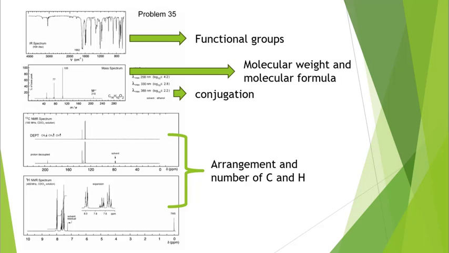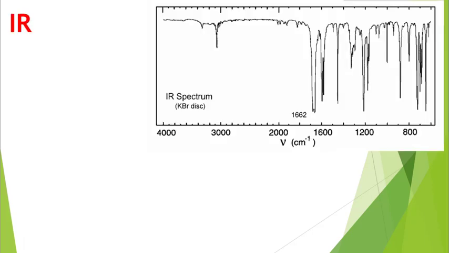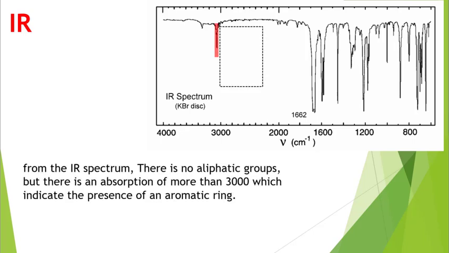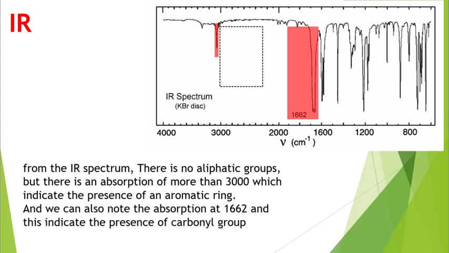Starting with the IR spectrum, there are no aliphatic groups. But there is an absorption of more than 3,000, which indicates the presence of an aromatic ring. We can also note the absorption at 1662, and this indicates the presence of a carbonyl group.